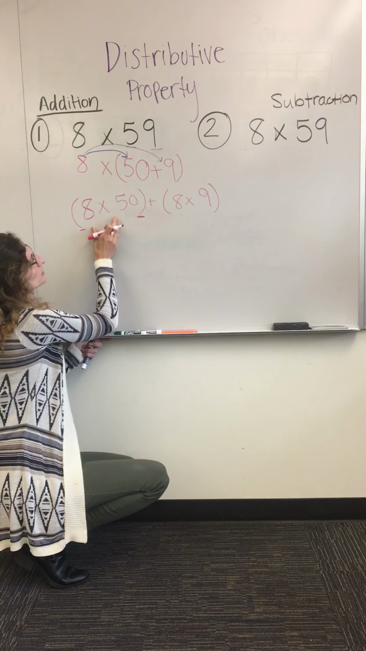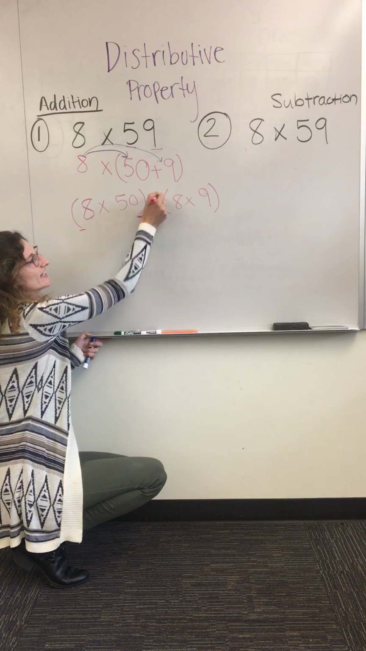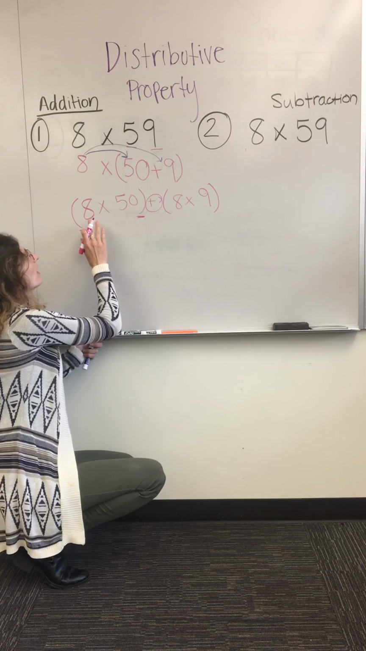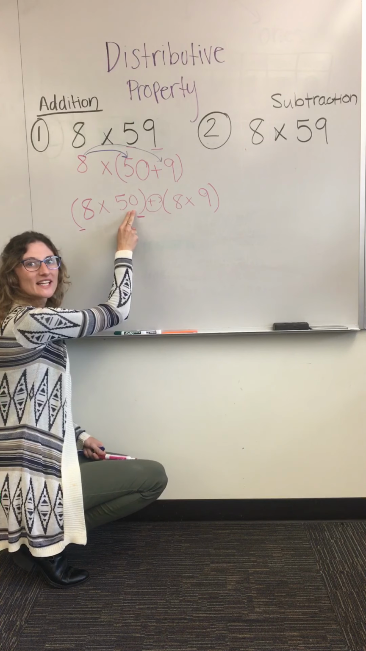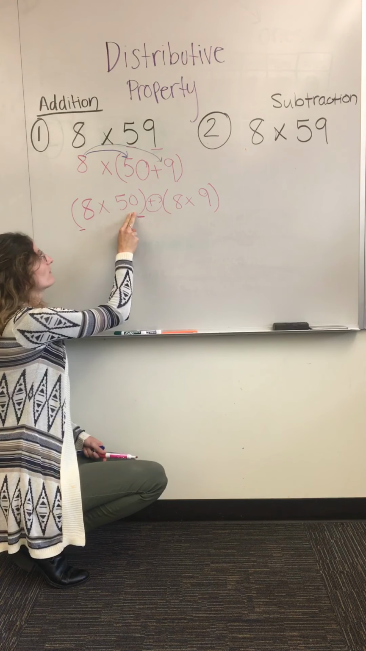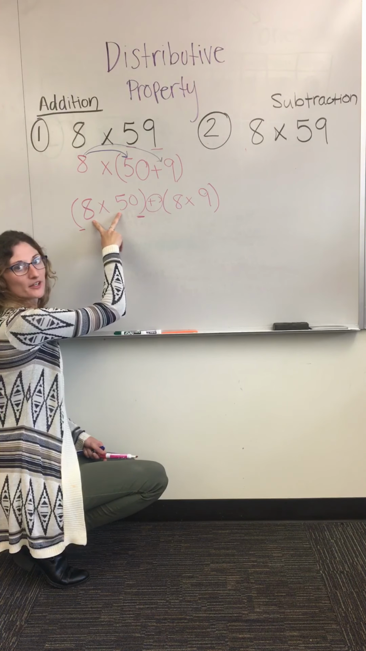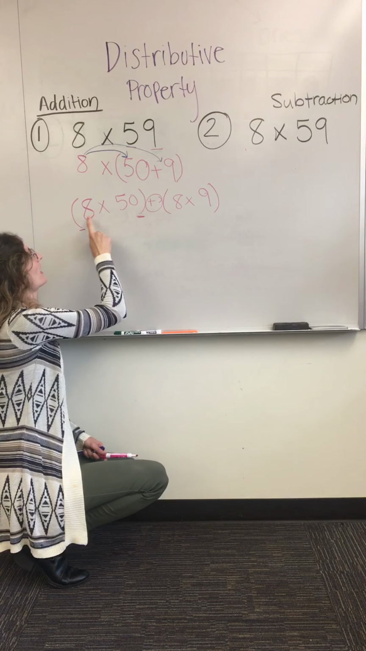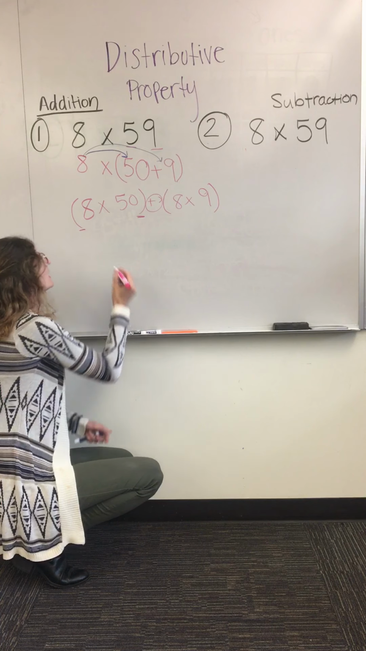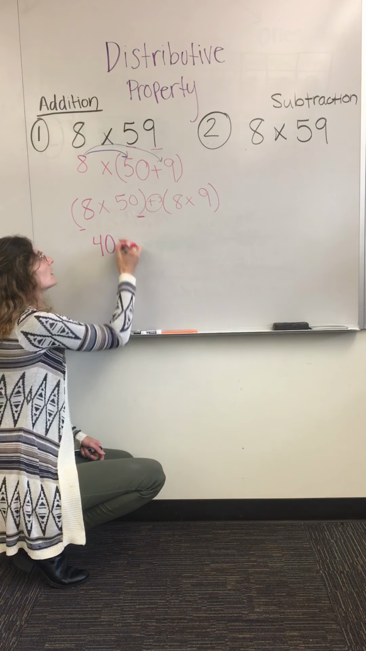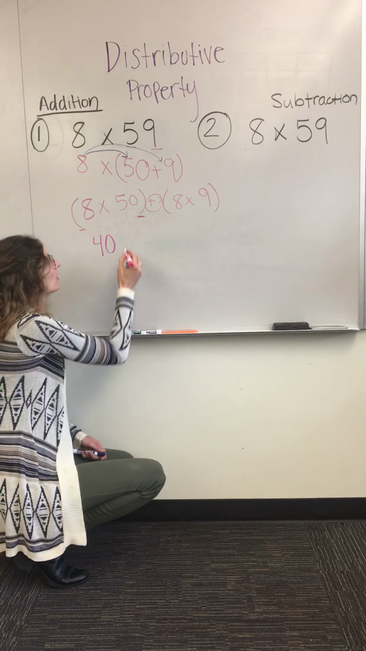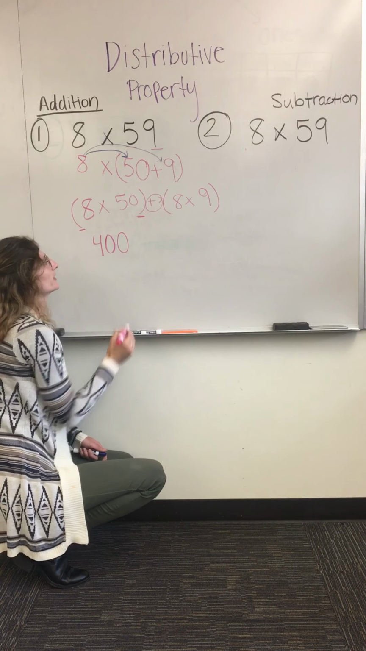So I'm going to work with the 2 parentheses before I can add. So I'm looking at this 50 and I'm noticing that this is a multiple of 10. So if I just multiply these 2 numbers, I can add that 0 later. So 8 times 5 is 40. Add that other 0, that gives me 400.